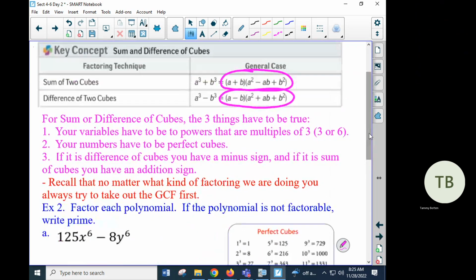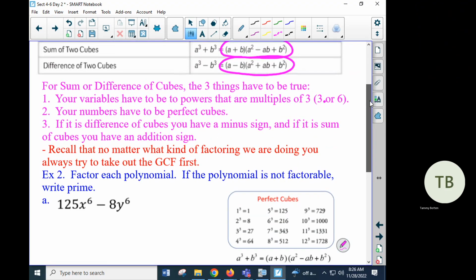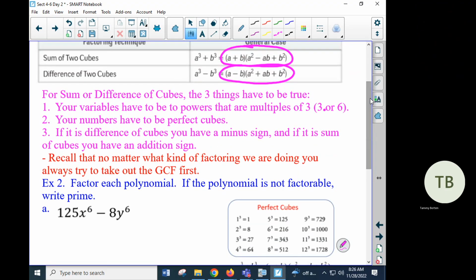For something to be sum or difference of cubes, you can have a plus or a minus. Your variables have to be multiples of 3, and I believe for us, it's either going to be 3 or 6. Your numbers have to be perfect cubes, and this perfect cubes list is on the back of that flow chart cheat sheet. If it's difference of cubes, you'd have the minus sign and you'd use this formula. If it's a plus sign, you use that formula.